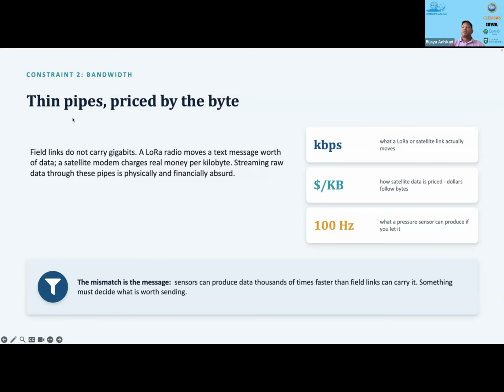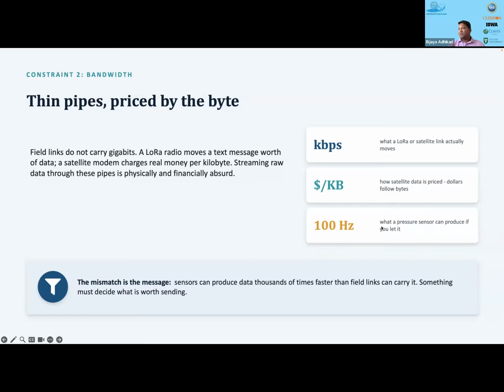constraint is the bandwidth. The field connections cannot carry gigabits of data. It's usually done at kilobytes per second. Most communication is done through LoRa, which is a radio communication protocol, or satellite links. These are channels with very limited bandwidth, so streaming raw data through them is not possible. And it's also costly. If you use satellite communications, that's going to be very, very costly.